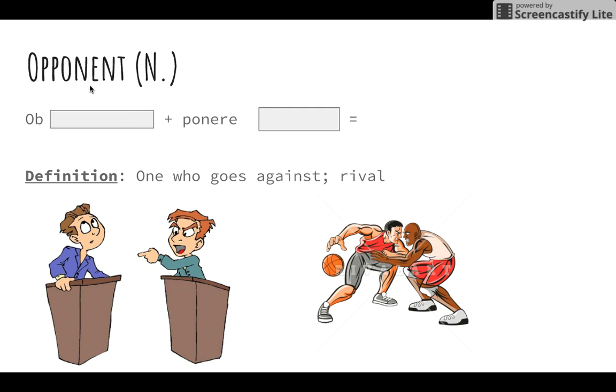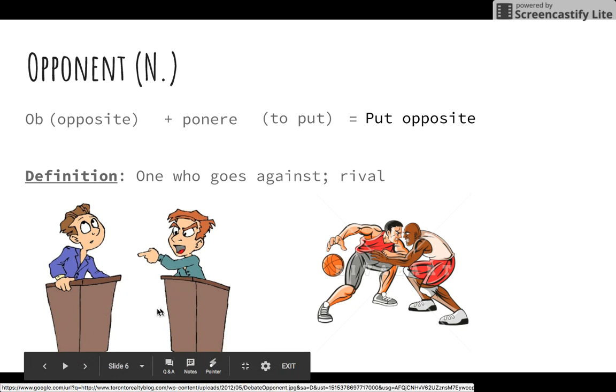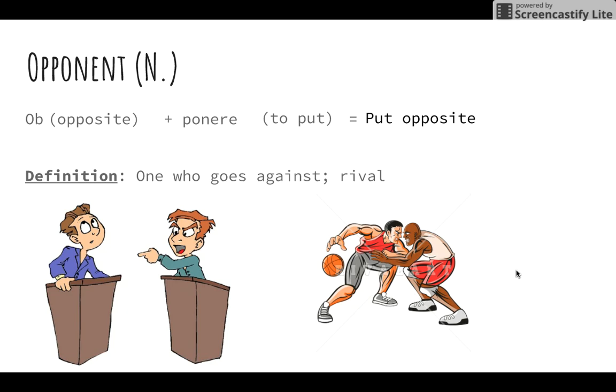Opponent comes from the word Ponere. We have two parts. The prefix is OP, which is actually OB. Over time the B changed to a P in opponent. But the prefix OB or OP means opposite. And then ponere, which is the root, means to put. So opponent literally means put opposite, which makes sense because when you are going up against an opponent, they're literally put opposite of you. You're competing against them. Whether it's in a debate, that would be the opponent, or in a basketball game, that's your opponent. It's the person working against you.